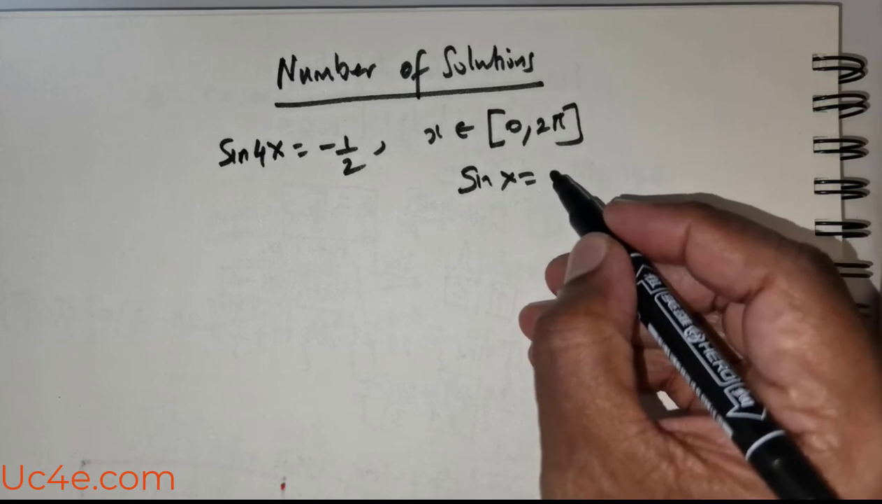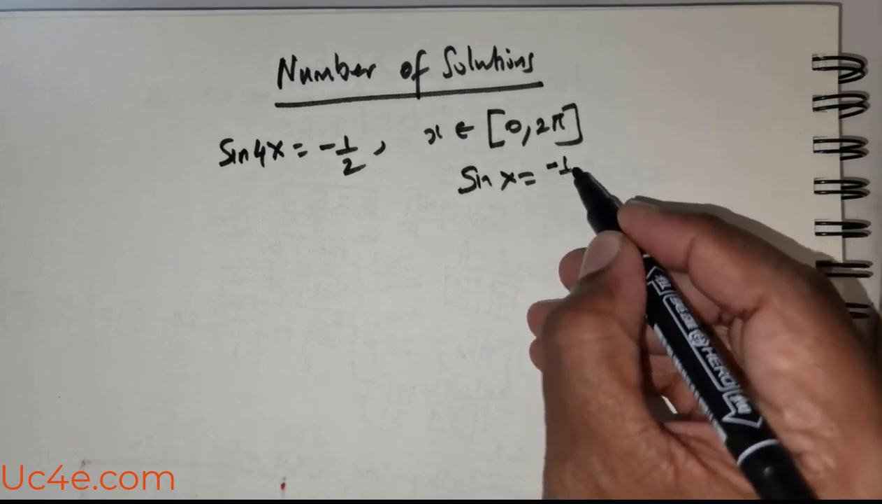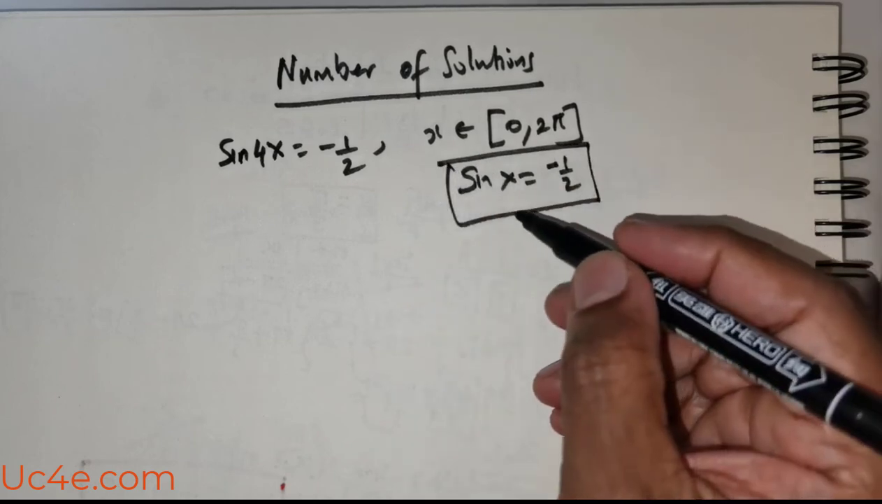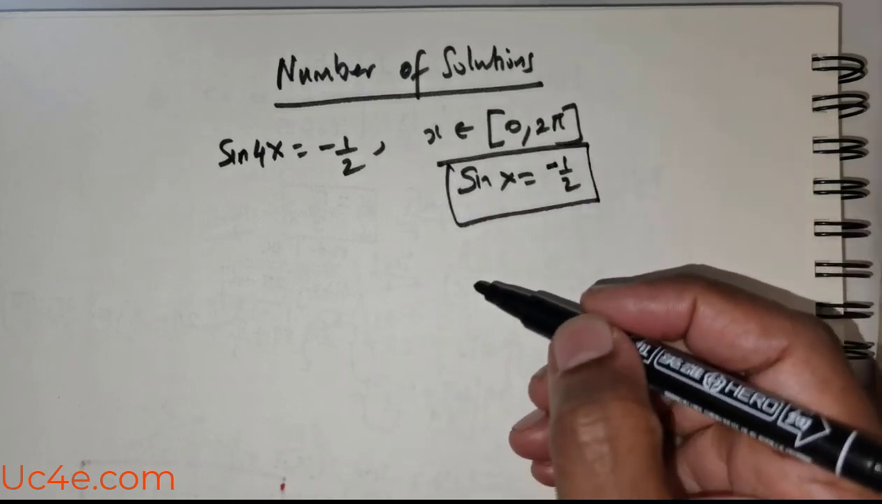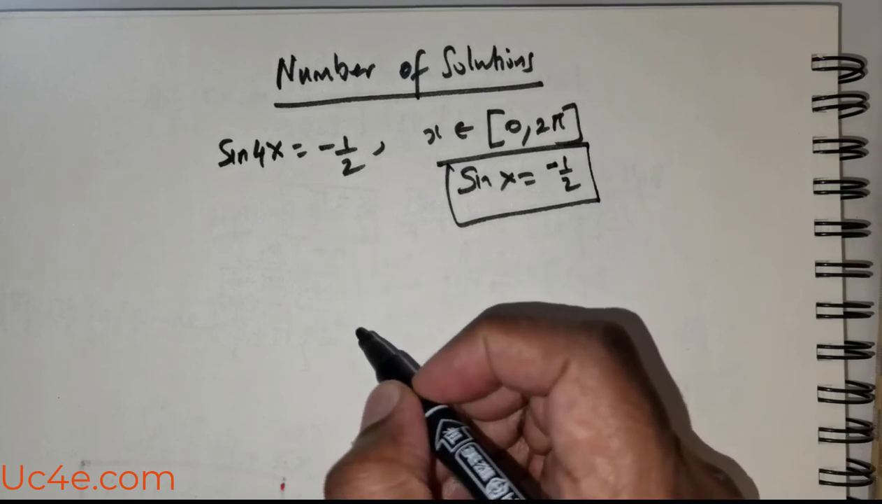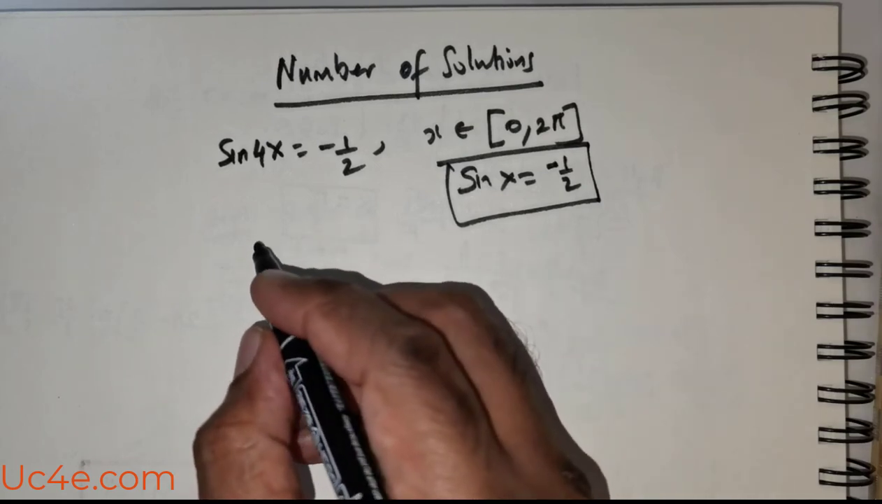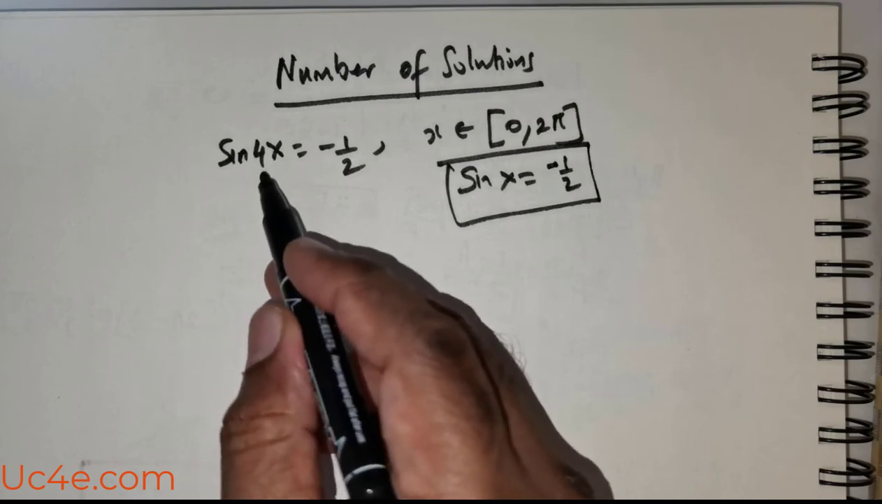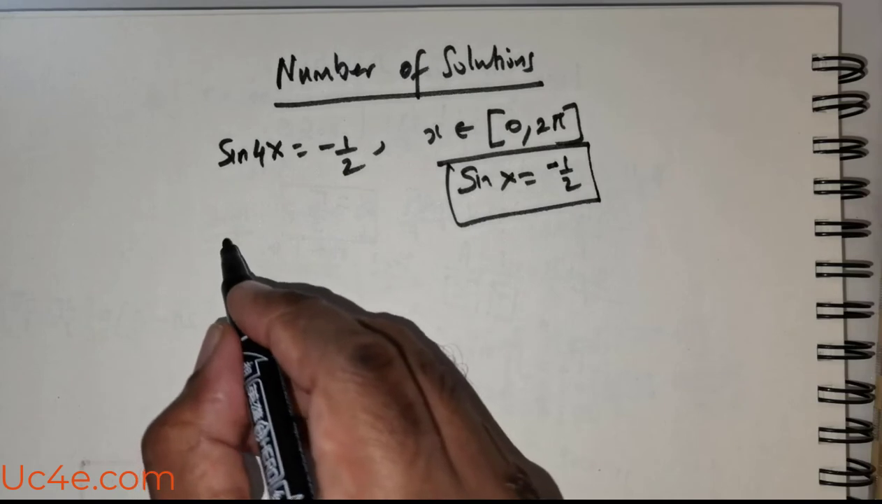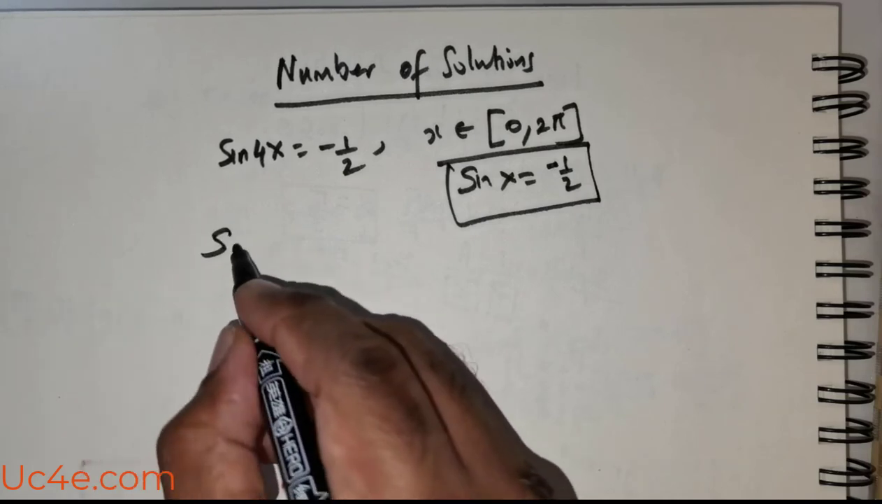If it were to be sine x is equal to negative 1 over 2, then it would be a cakewalk for us, because the graph of sine x is well known to us, but the graph of sine 4x, to draw it would be a real challenge. So having mentioned that, what I wish to do is I would like to convert sine 4x into sine x. Now how are we to do that? So let us just start off like this.